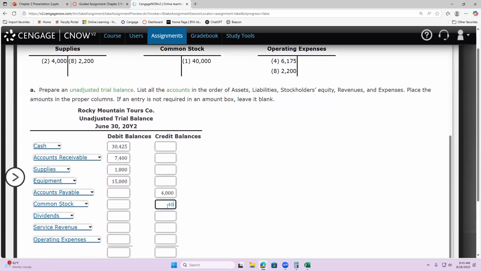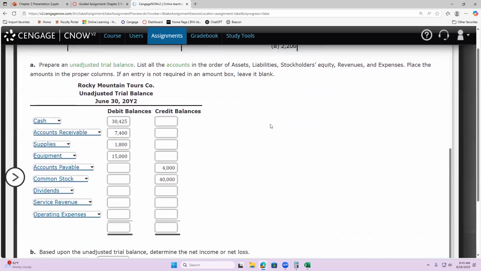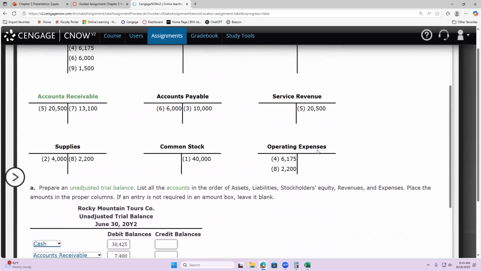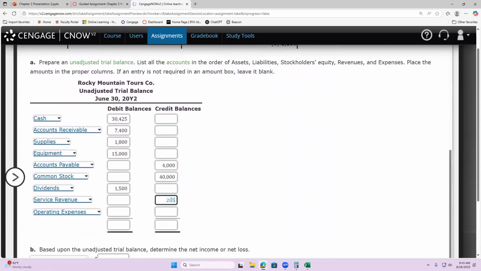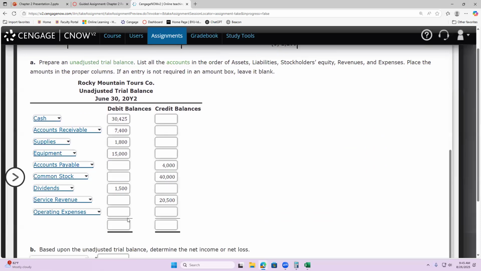So we'll say it has a credit balance of 40,000. Dividends just has a debit of 1,500. Revenue just has a credit of 20,500. And then our operating expense had a debit of 6,175 and a debit of 2,200. So to find that balance, we would just add those two together since they're on the same side. And that's 8,375.